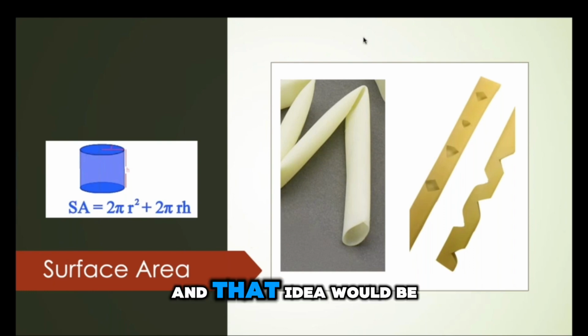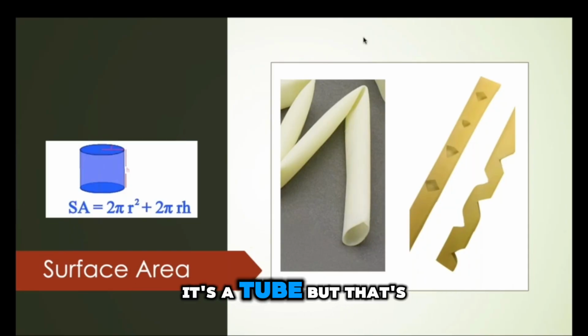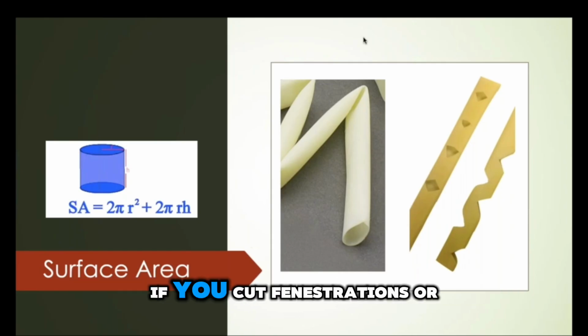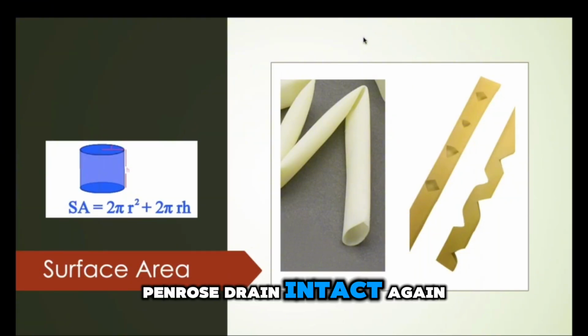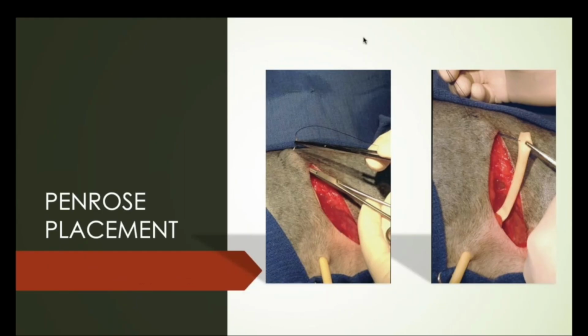And that idea would be that if the drain was being used because it's pulling fluid into the center part of the drain, it's a tube, but that's not how they work. You're actually decreasing the surface area of a Penrose drain if you cut fenestrations or holes in it. So we don't need that and we don't want it. We want to keep that Penrose drain intact, again, which keeps the surface area as high as possible.